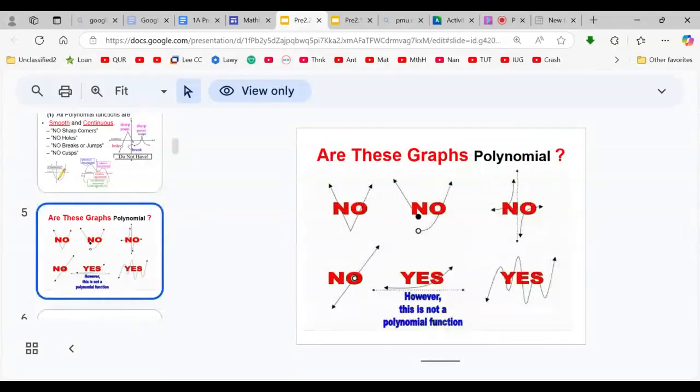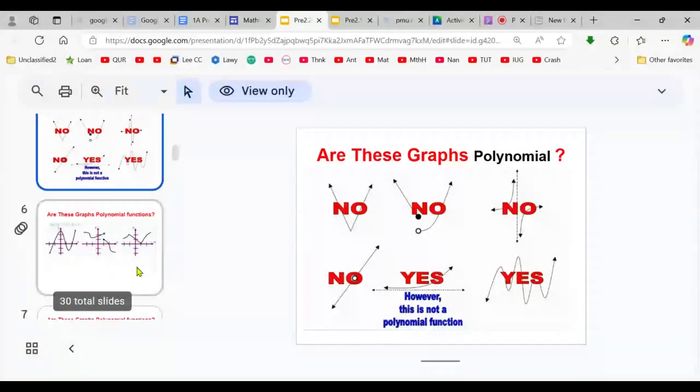Are these graphs polynomial? No. Why not? Sharp. Break. These are gaps. Why is this one yes? Smooth, and it's continuous.